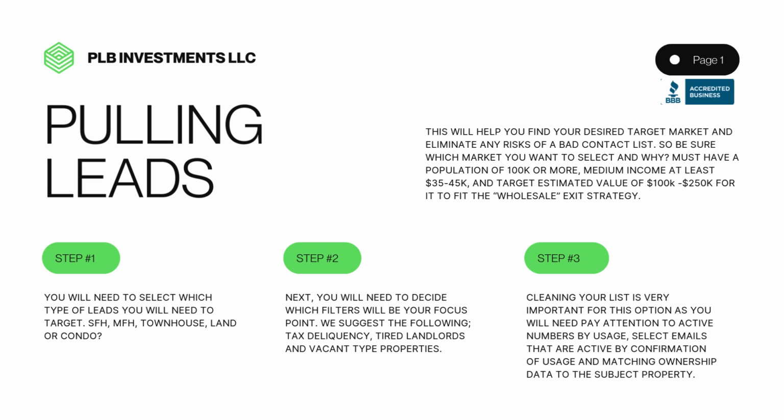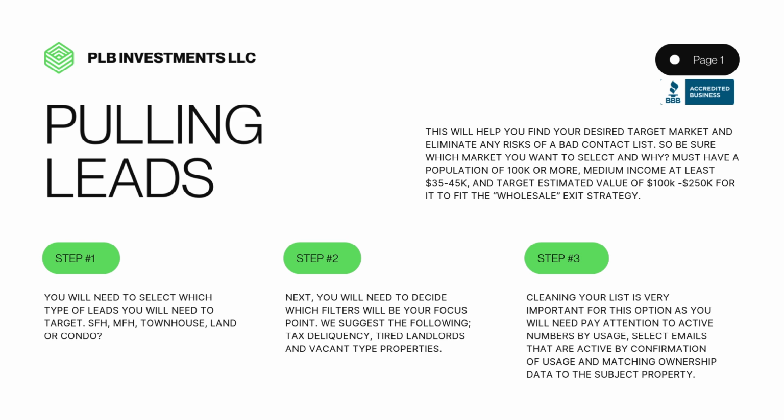Step number one, you will need to select which type of leads you'll need to target, which is single family, multifamily, townhouse, land, or condo. The way that you're going to select your filters is based on reverse wholesaling. We're not doing the standard traditional wholesaling where we find leads and then get them under contract and then try to match them to a buyer. That doesn't work. That's a waste of time. We're going to do reverse wholesaling.